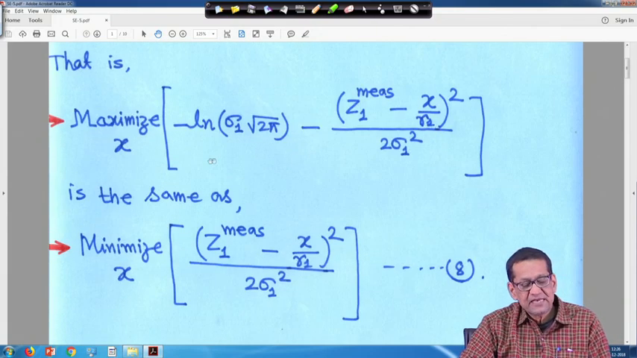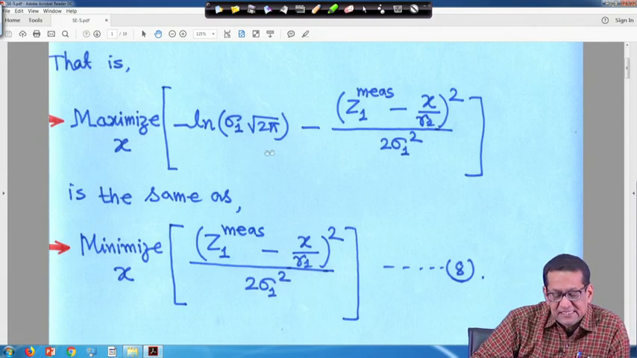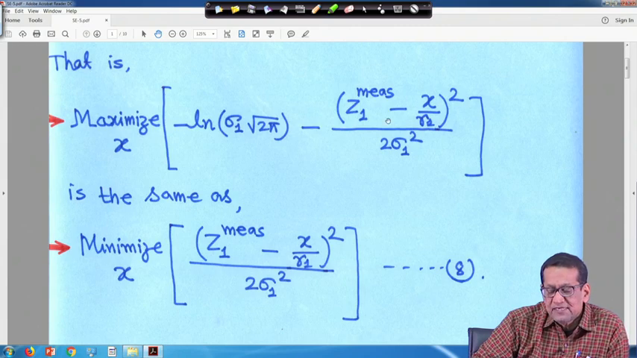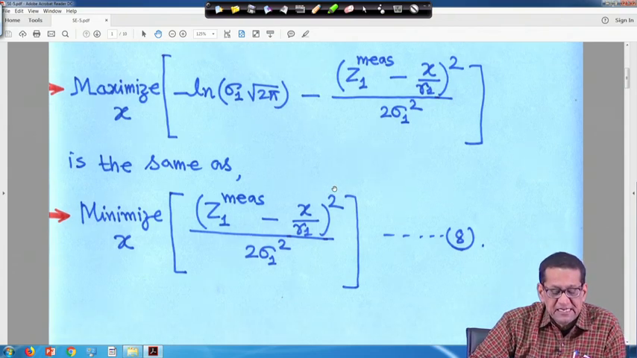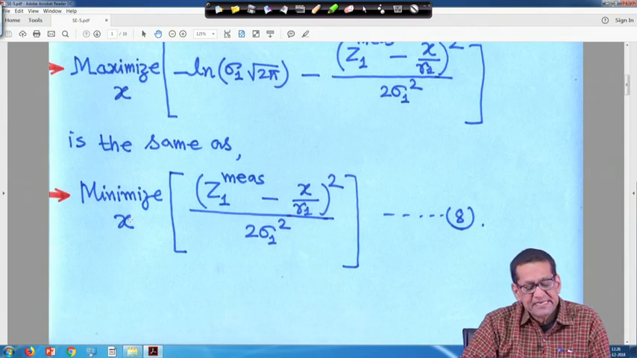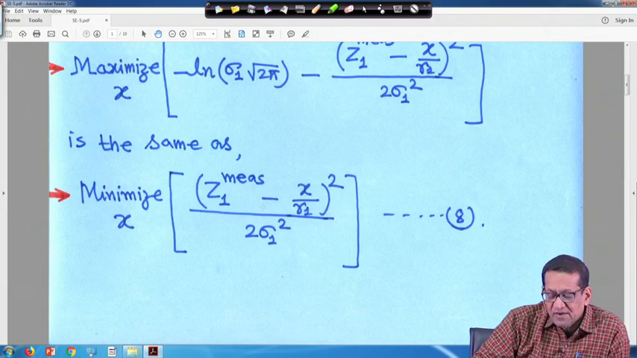That is, maximize x of minus ln sigma 1 root 2 pi minus Z1 measure minus x upon R1 whole square upon 2 sigma 1 square. It is simply minimizing over x, that is Z1 measure minus x upon R1 whole square divided by 2 sigma 1 square. This is equation 8.